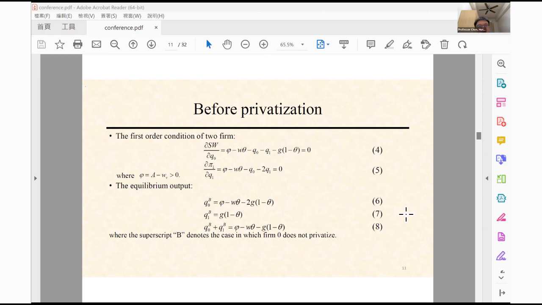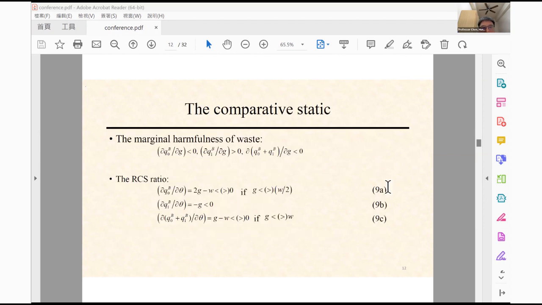Before privatization, the public firm will maximize social welfare, and the private firm will maximize profit. And the first order conditions are equations 4 and 5, and by solving them, we can get the output for each firm. The superscript B denotes the case that firm 0 does not privatize. And here are some comparative static results.